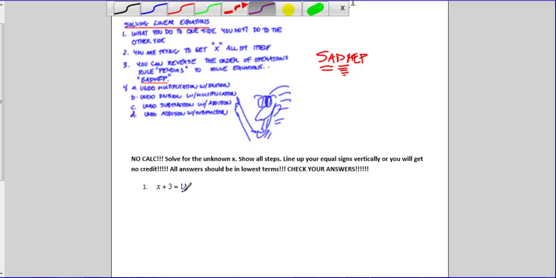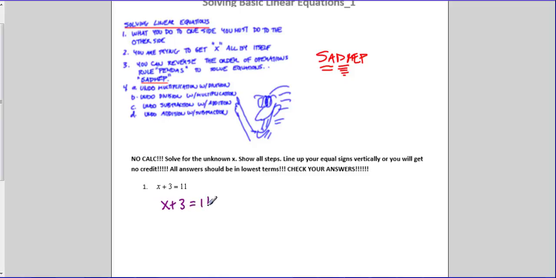Here I have x plus 3 equals 11. To solve for x, the unknown, I need to isolate x, so I need to undo this addition of 3. To undo addition, use the opposite operation, subtraction. So I subtract 3 from both sides, bring down my equal sign. 3 minus 3 is 0, I don't need to show that. Bring down the x, and then 11 minus 3 is 8, so my solution is x equals 8.